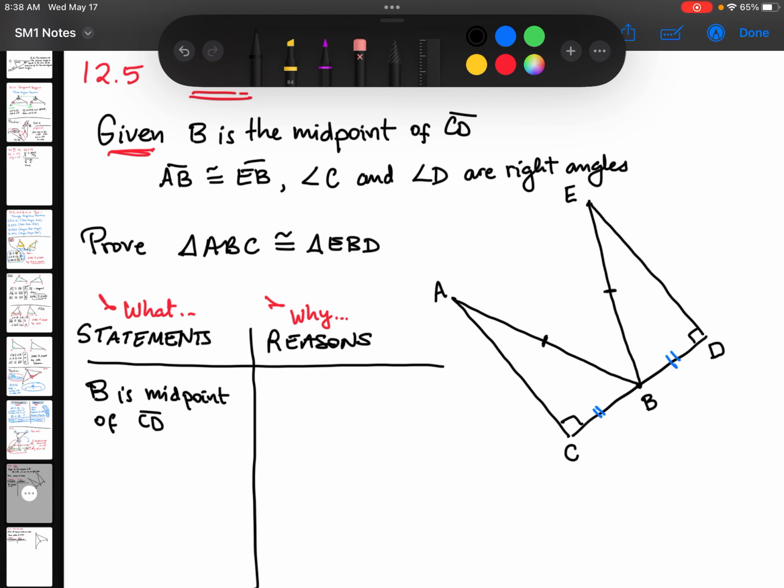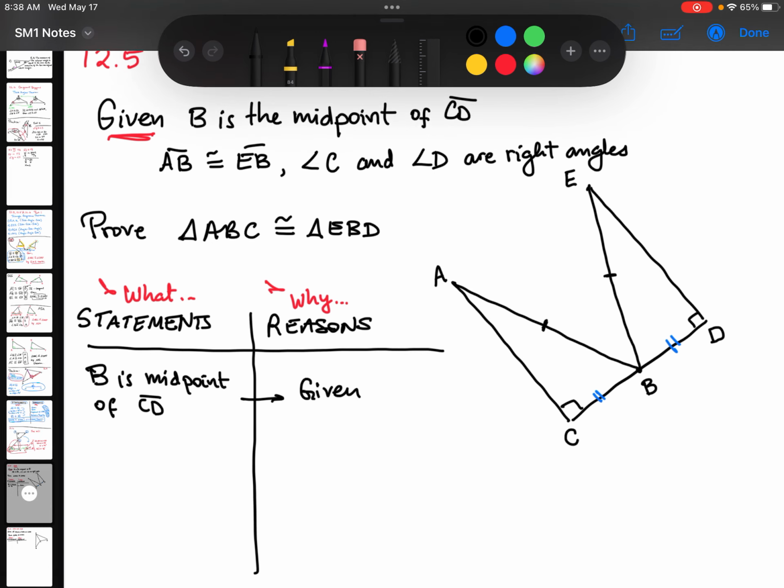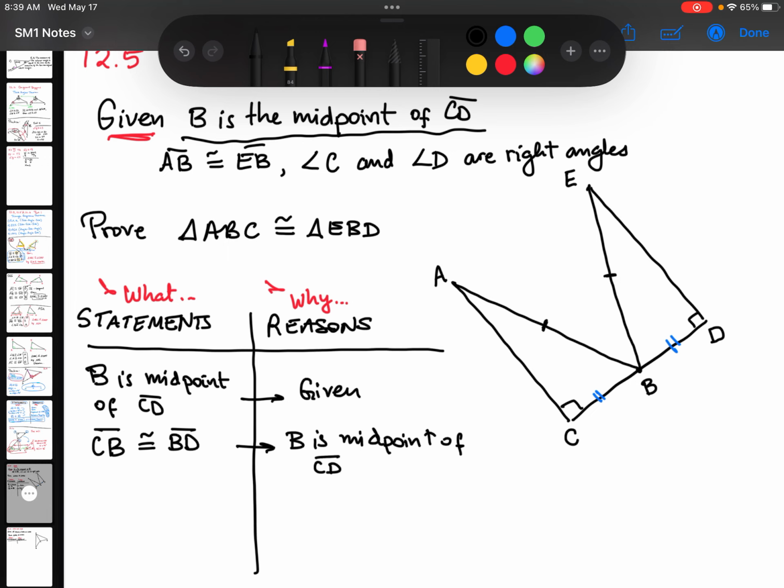Omar, why do you say that? Well, I say it because it's a given. End of story. But because of this, I can say that CB and BD are congruent. Why do you say that? Well, because B is the midpoint of CD, right? Can you see how we are connecting those links? It's some sort of chain here, okay? This is helping me a lot because this is now one of the segments that are congruent.